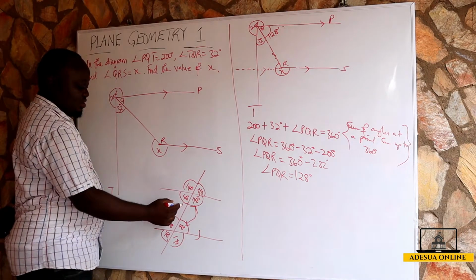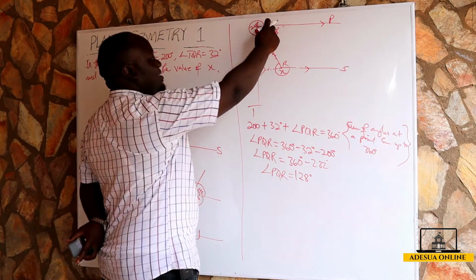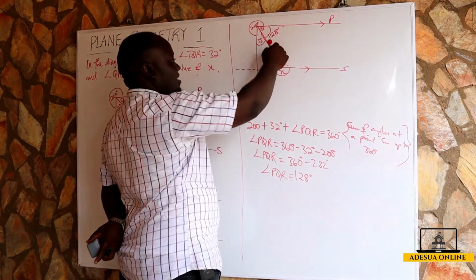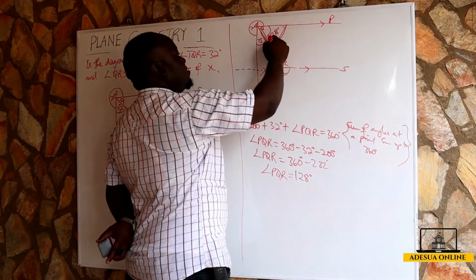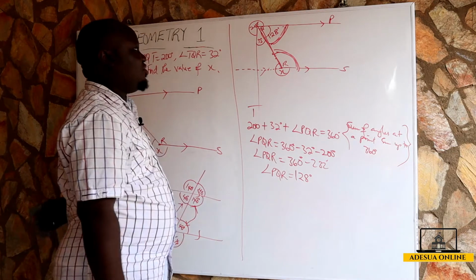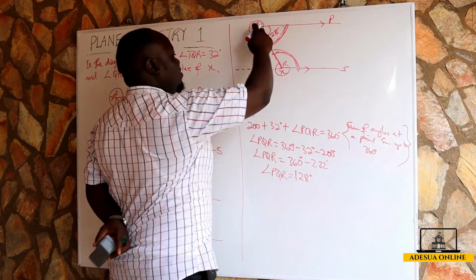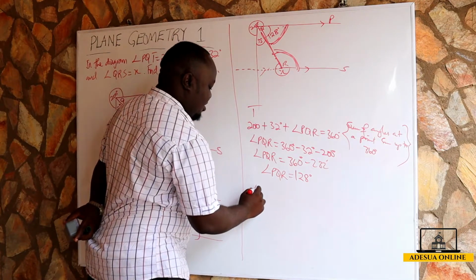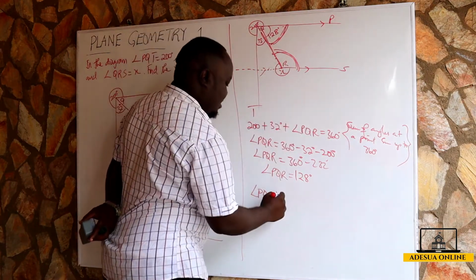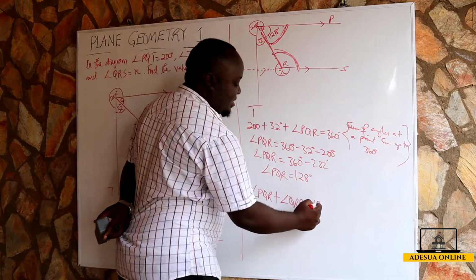The same way this and this also add up to 180. They are supplementary angles. So this angle, because this is also parallel to this, and this is a transversal, it means this angle plus this angle, they are co-interior angles or supplementary angles. So they sum up to what? 180. So we can say that angle PQR plus angle QRS is equal to 180 degrees.